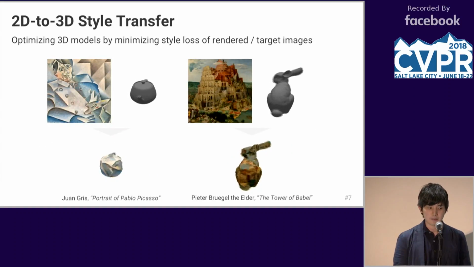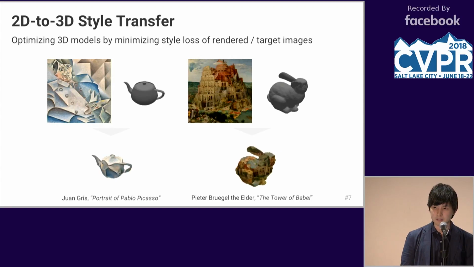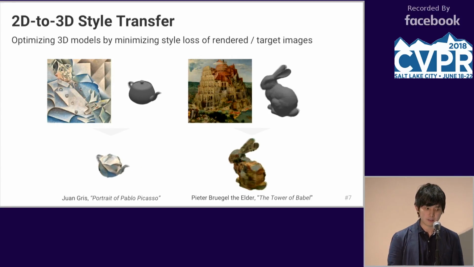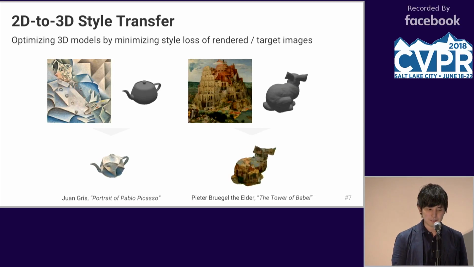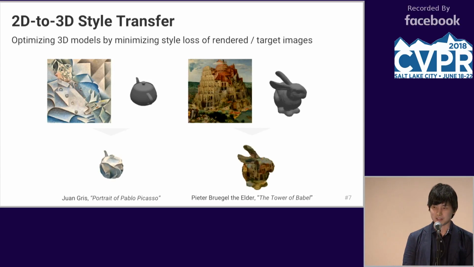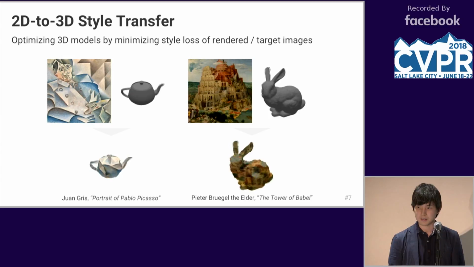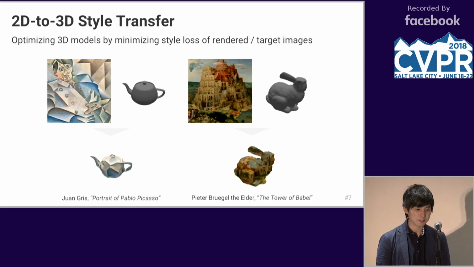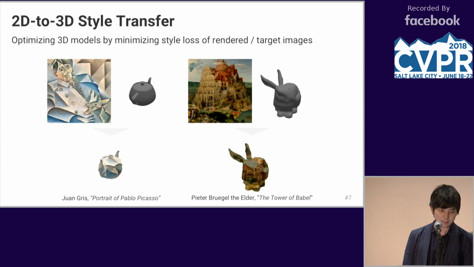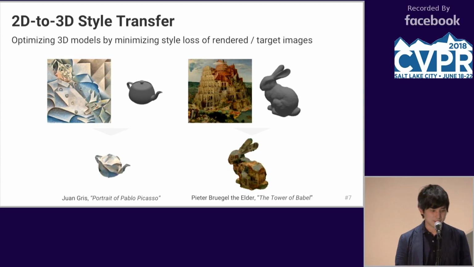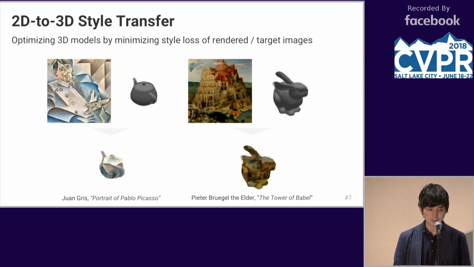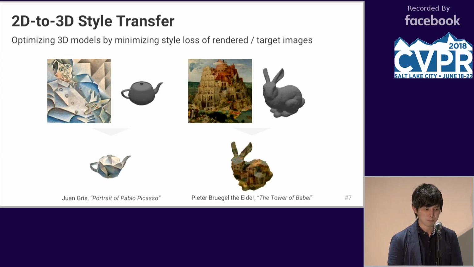Another application is 2D to 3D style transfer. Using the standard style loss of 2D images, the style of a 2D image can be transferred to a 3D object through the rendered image by backpropagation. These are results of a teapot and a bunny. Look at the lid of the teapot. Not only textures, but also shapes are transformed along the style image.